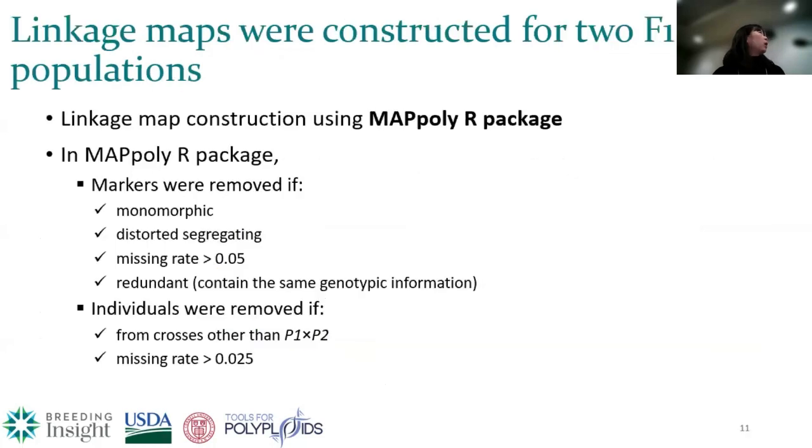Next, for each of the two F1 populations, we constructed a linkage map using the MAPpoly package. In this package, the markers and the individuals were removed if meeting the following criteria.